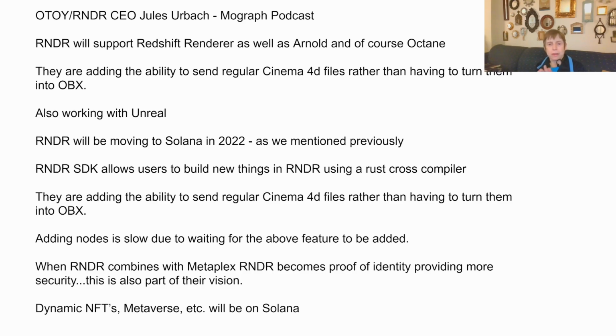And here's the important thing: Render is going to move to Solana. One thing they're going to do is what they call a wormhole between the current Render Network and the new Render Network, the Solana-based chain. And as we mentioned, they envision a metaverse. They're also talking about an SDK to allow people to build things with a Rust cross compiler. I think I duplicated that. Okay, about the C4D files.